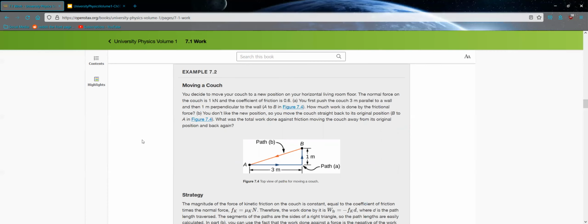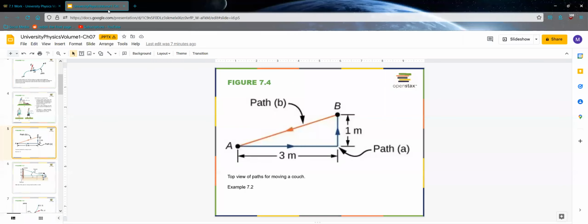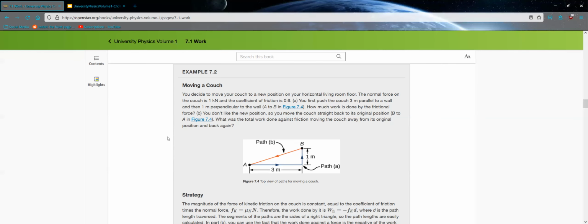How much work is done by the frictional force? So at that coefficient of friction, how much work is friction doing? You don't like the new position, so you move the couch straight back to its original position, path B, the orange path. What's the total work done against friction moving the couch away from its original position and back?